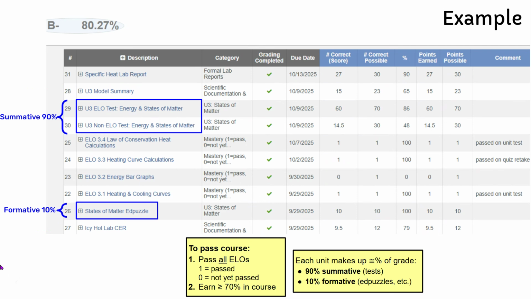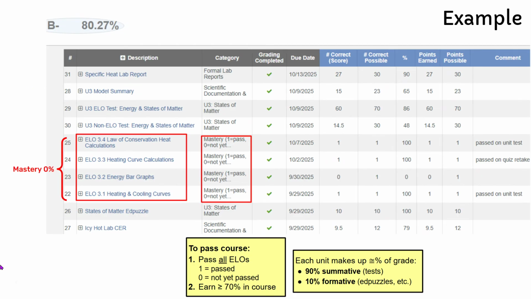Here you see the summative test grades. I do break those down by ELO and non-ELO. They generally count for 100 points per unit, where the ELO is more points than the non-ELO. And then here's an example of an Edpuzzle grade counting at just 10% within the unit.